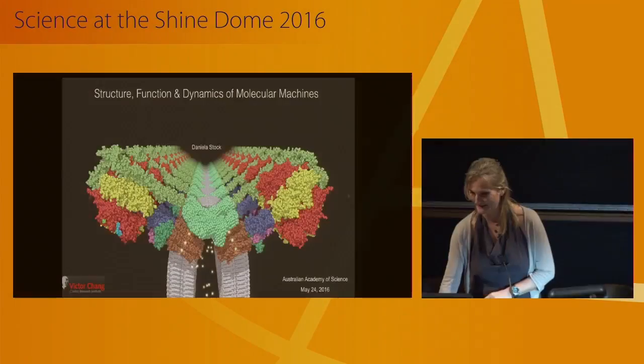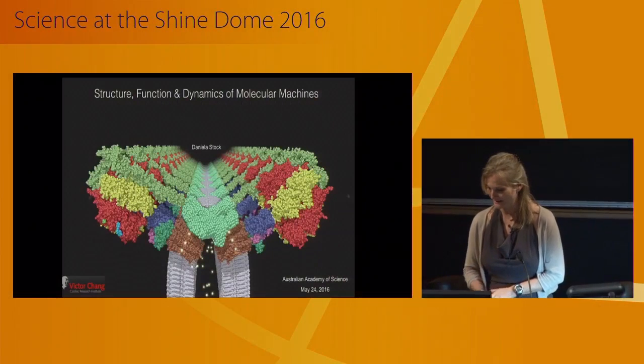So I think the most fascinating machines on this planet are ATP synthases, so I'm going to tell you all about them, and they are involved in biological energy conversion.